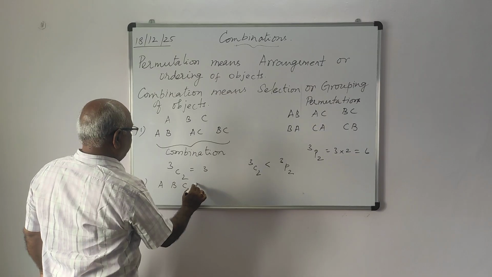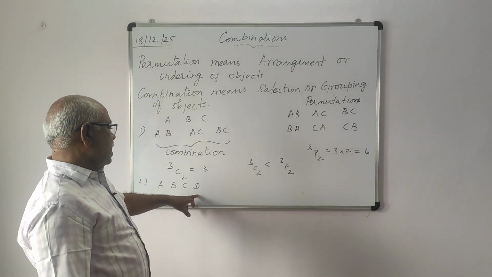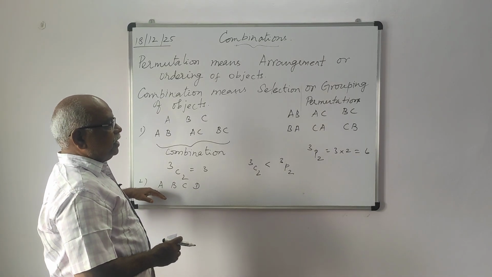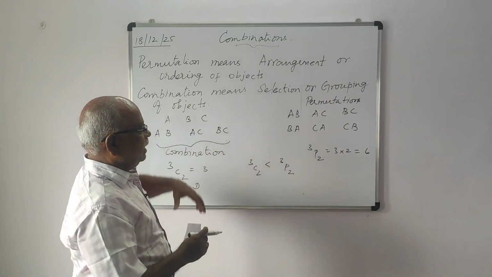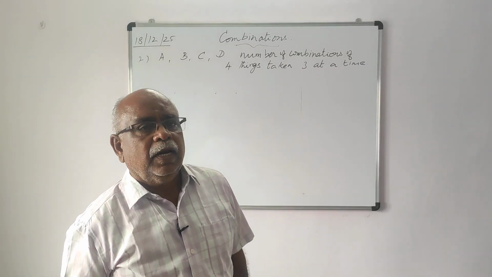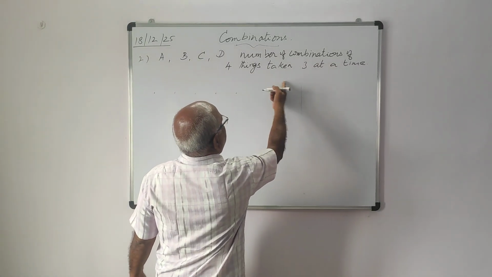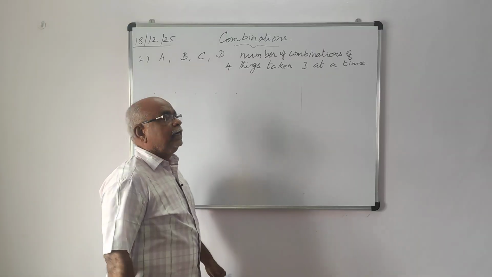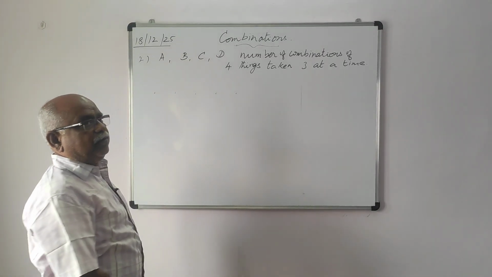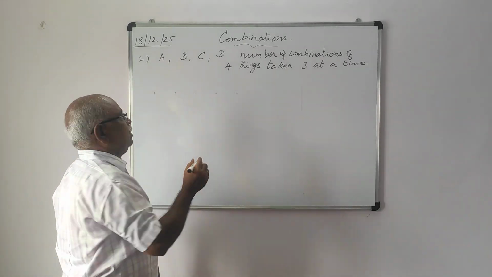And one more thing, let us take another example, say A, B, C, D. From these four things, I am going to select 3, and I will continue here after erasing this. Next example: number of combinations of 4 things taken 3 at a time. Here, there are 4 objects given, A, B, C and D. Out of these 4 objects, I am going to select 3. Combination means selection, I told you.